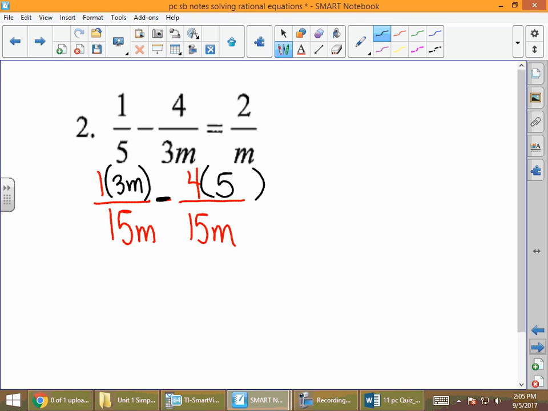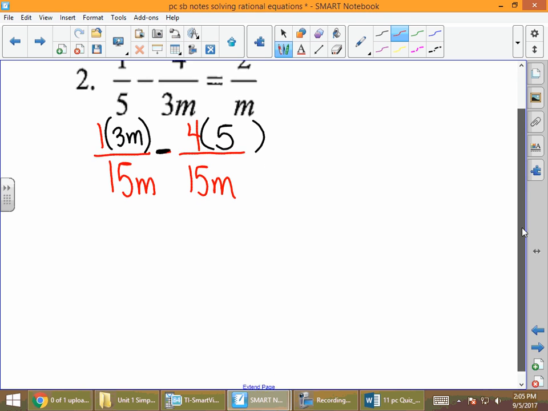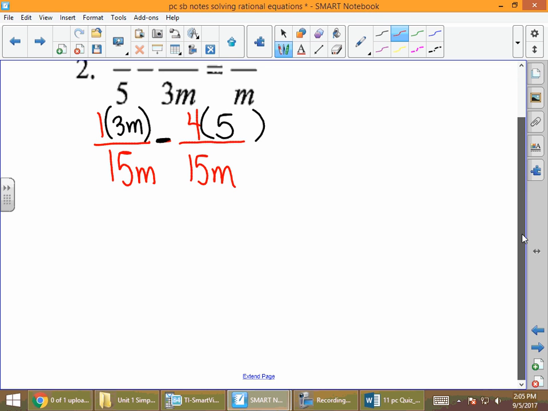Now we found the common denominator. Don't cancel anything here because we need a common denominator. The subtraction is not quite so bad compared to the last one, conceivably. 1 times 3m is 3m. 4 times 5 is 20. All divided by 15m. Remember, that's the left side of the equation. So we've combined the left side into one term.